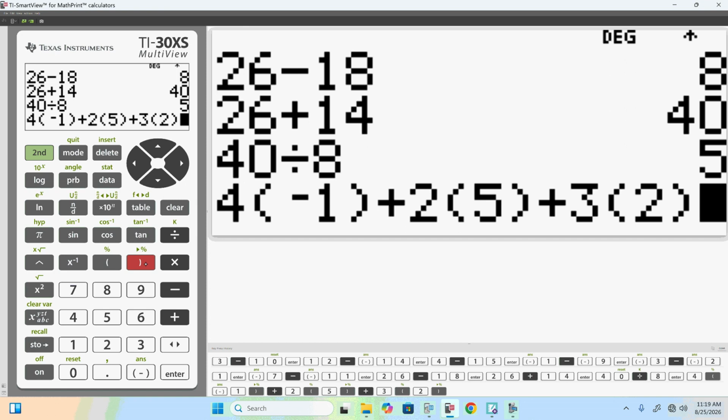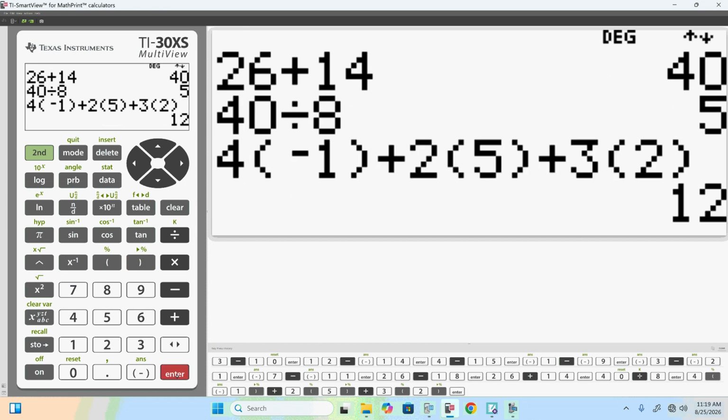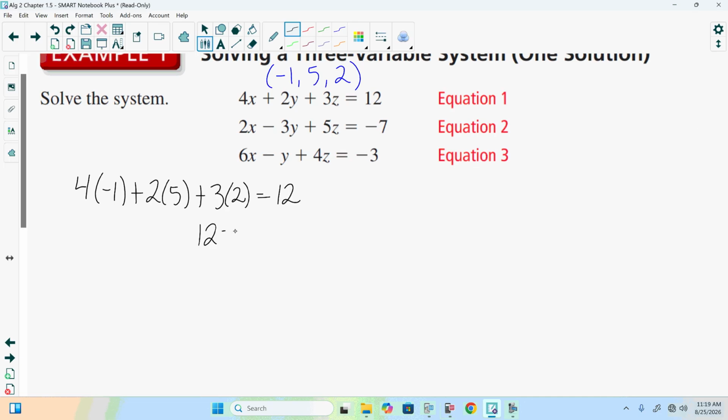So 4 times negative 1 plus 2 times 5 plus 3 times 2. We type it in, it tells me that this left-hand side is 12. 12 is indeed equal to 12. That is a true statement. Because if I picked, say, letter choice A, I plug it into the first equation, it does not give me a true statement. That answer is wrong. It doesn't matter about the other 2. It has to work for all 3. In a 2-variable system, it has to work for both equations, make them true. So if A gave me a false statement, we throw it out.